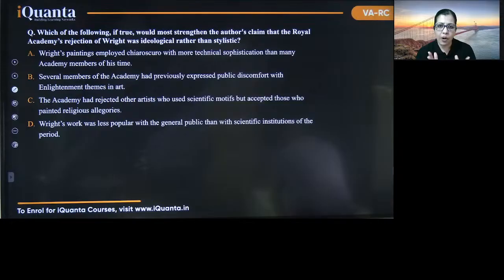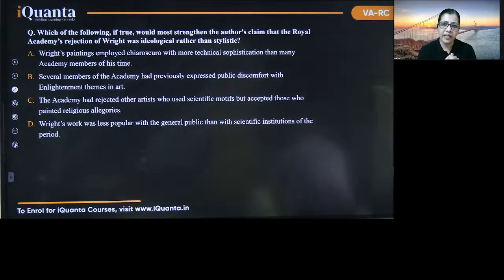Support the author means this clearly said it was ideological rather than stylistic. What do you have to do in support? Just pick one option that shows it was ideological, rather than stylistic. Ideological is based on your principles, your beliefs, your tenets, okay? And stylistic is based on its aesthetic appearance, the style of painting. You have to pick an option that says it was based on ideology.